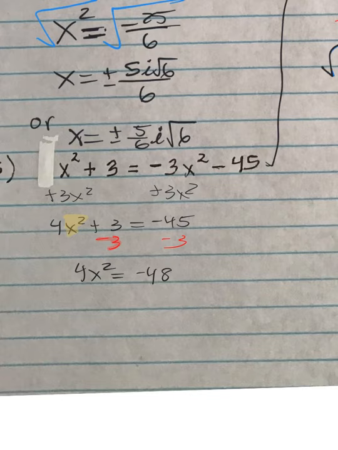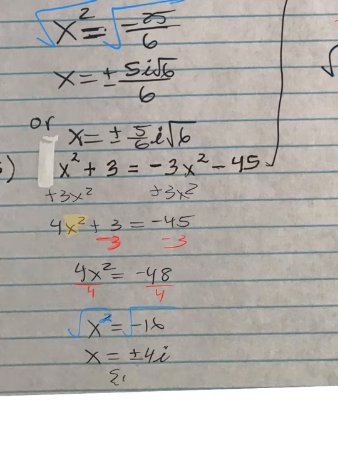And then I can divide both sides by 4. And that gives me x squared equals negative 16. Then I can undo the squaring by taking the square root. And remember, when you take a square root of a variable that's being squared, you have to have plus and minus. And isn't the square root of negative 16 4i? So that just equals a positive 4i and a negative 4i. So you have two imaginary roots.